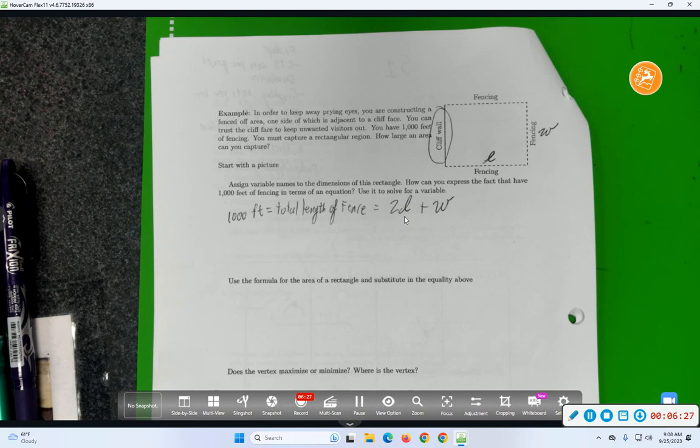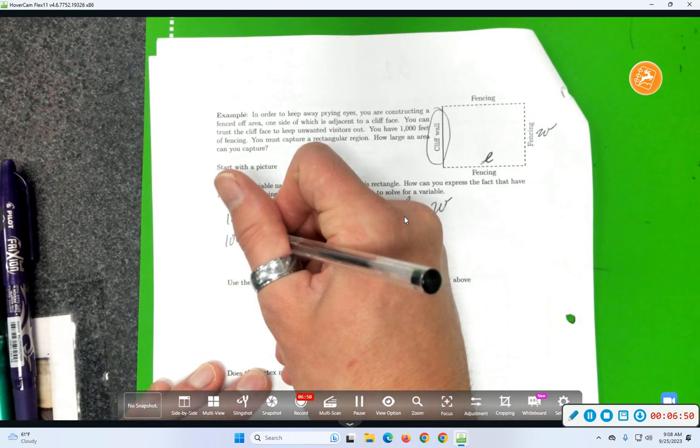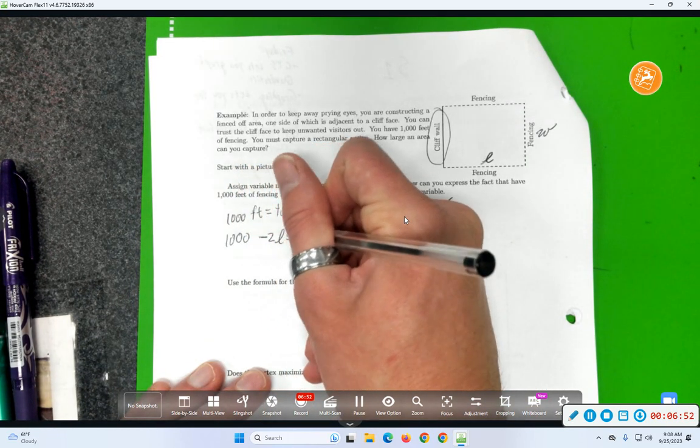What do you need to do to solve for W? Yeah, how do you do that? Yeah, subtract the 2L to the other side will do. Yeah, let's do that. So 1,000, suppress the units, minus 2L is equal to W.